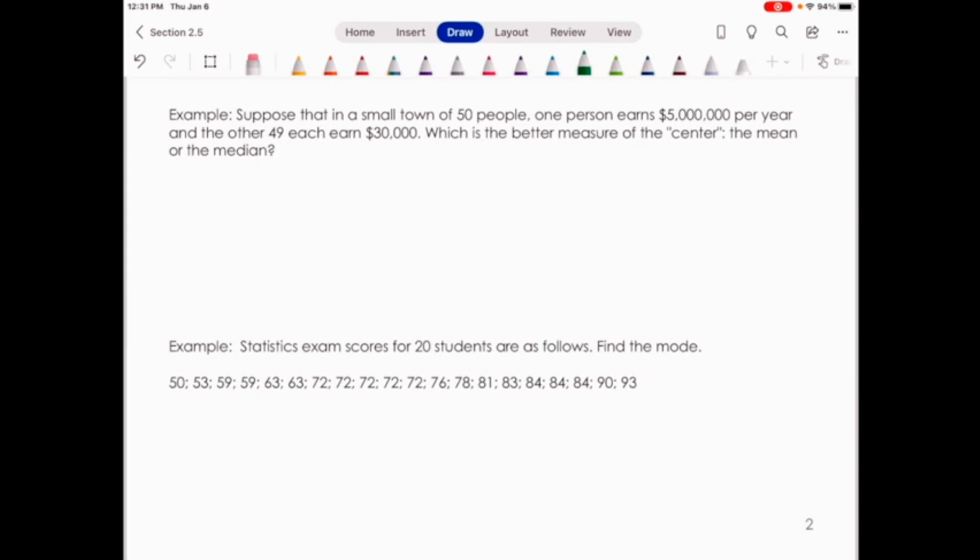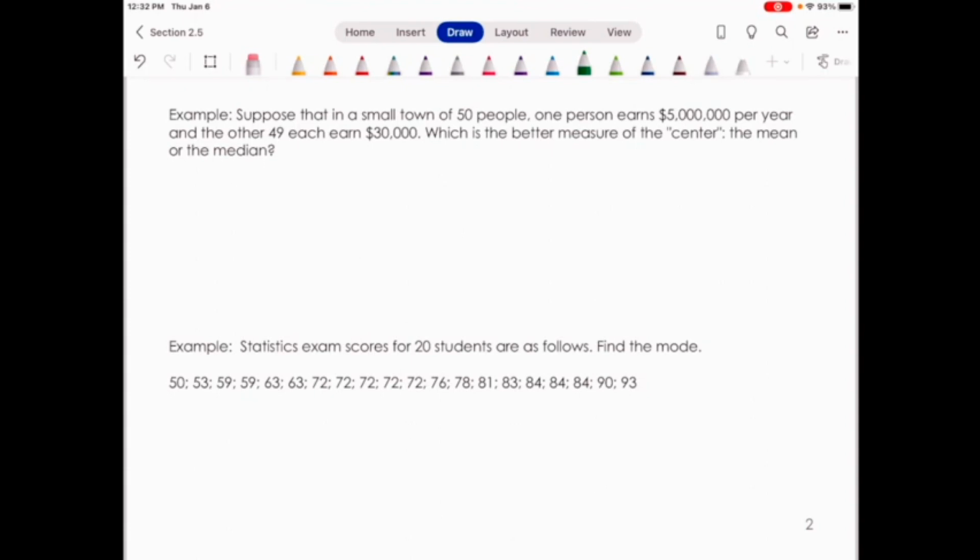So there are times when using one of those values over another gives us a better understanding of the data. And this example is one of those times. In this example, we would rather use the median than the mean, because this example talks about a town. It's a small town, 50 people. In the whole town, one person earns $5 million. So this guy has this awesome job. He's making lots of money. But the other 49 people each earn about $30,000.